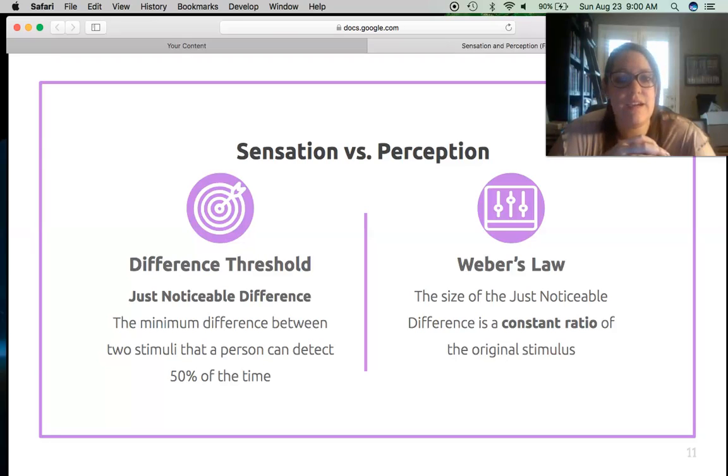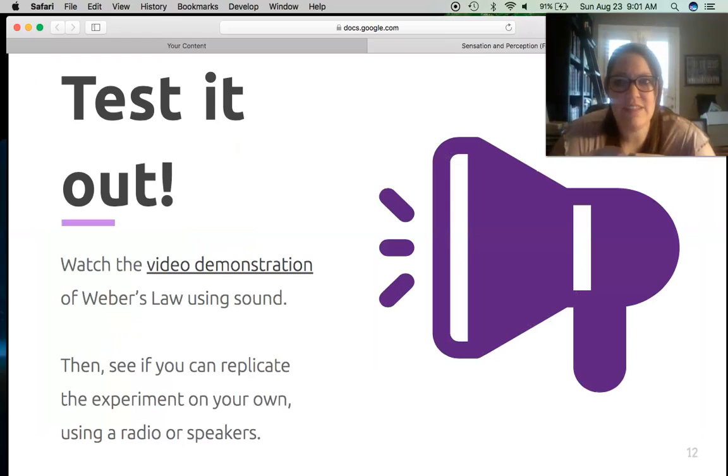And the size of the just noticeable difference we can measure through something called Weber's law. It looks like Weber's law, but it's pronounced Weber's law. The size of the just noticeable difference is a constant ratio of the original stimulus. And there's a video I want you guys to watch when we're done with this that really demonstrates Weber's law using sound. You'll see a guy playing around with his car radio, listening to the Star Wars Imperial March.